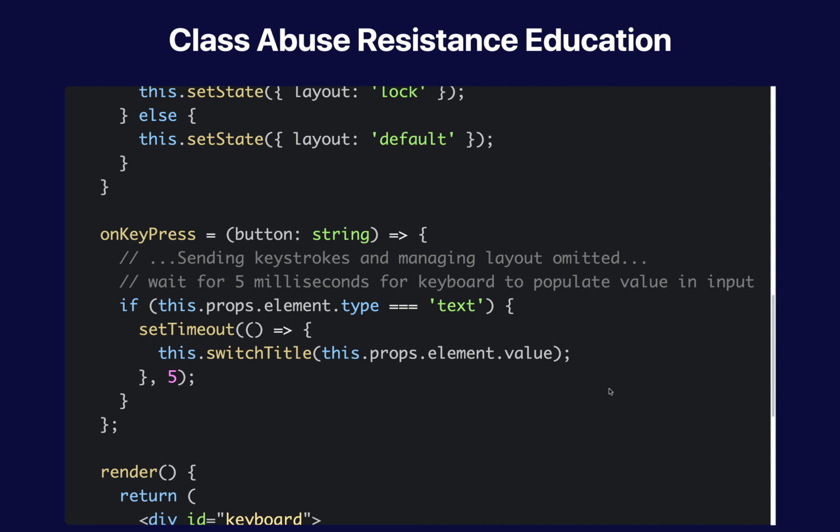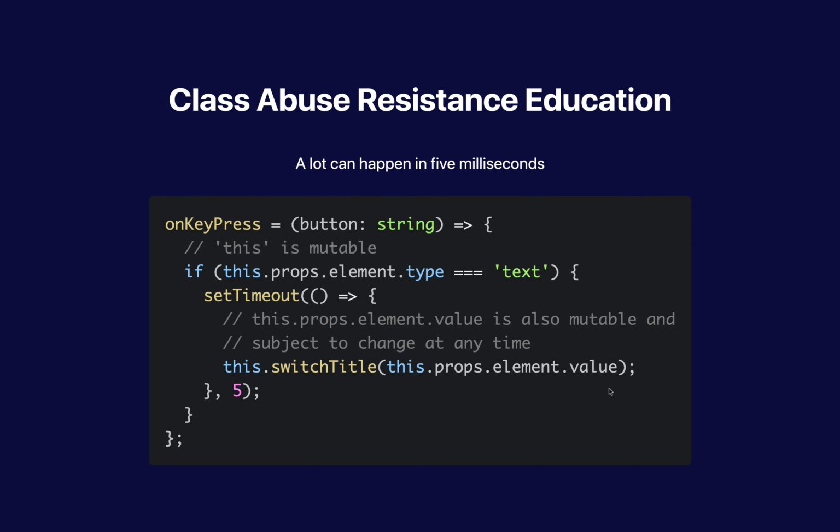I've chopped out the part where we actually send keystrokes to the window and all of that, and I've just left in the most important part that's the basis for this section, which is to say if this.props.element.type is text, we set a timeout for 5 milliseconds, and then we call switch title with whatever happens to be in this.props.element.value. And so the reason that this became problematic as the behavior and functionality of the keyboard evolved over time is that a lot can happen in 5 milliseconds.